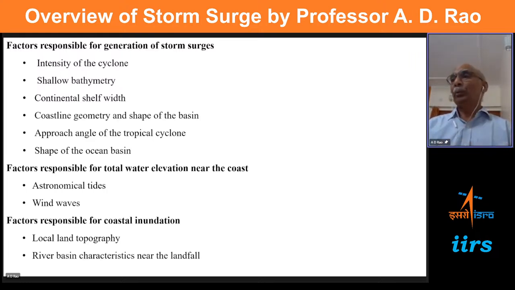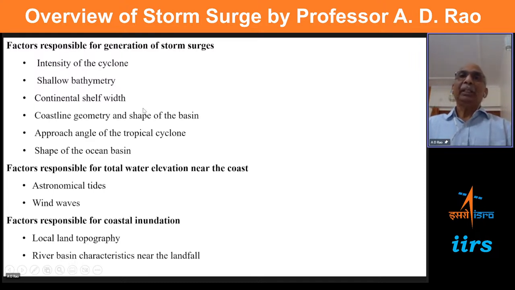Whenever there is a cyclone from the Andaman region, that is the generation site from where it propagates towards the north. That means your energy is getting trapped in the funneling shape of the basin. Therefore, you expect more storm surges in this shape of basin. Okay, this is the generation of the storm surge.